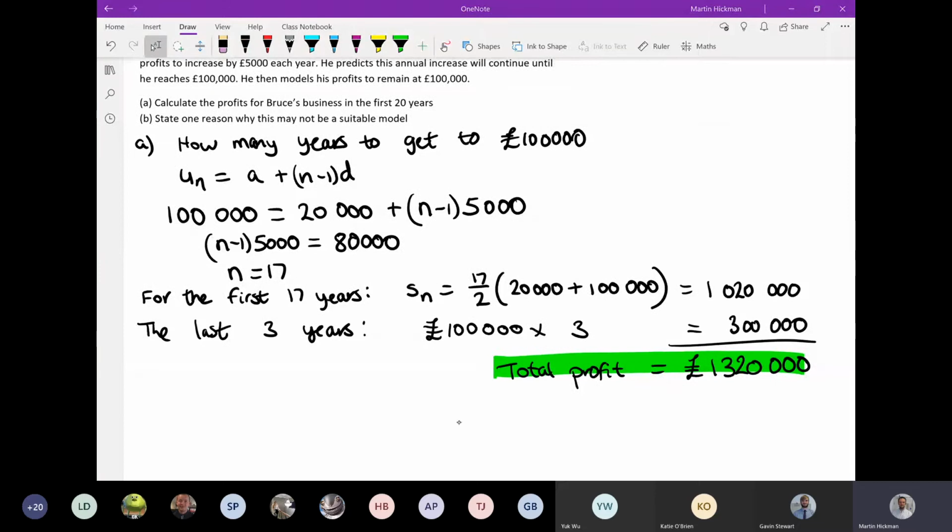What we then want to do, just check the chat in case there's any questions. Nope.